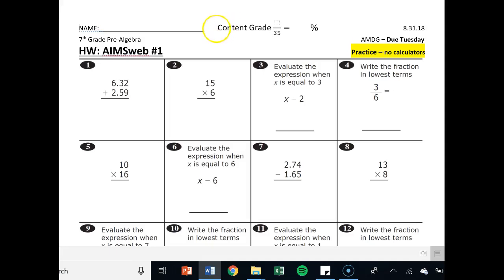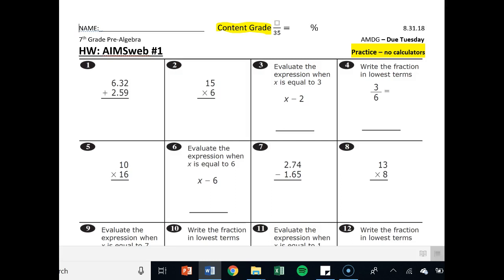Important to note, this is a content grade. What you get right out of the 35 questions will equal your percentage. It's practice, it's no calculators, and it is due Tuesday. I will only do a couple of the problems for you because some of these you've already seen before.